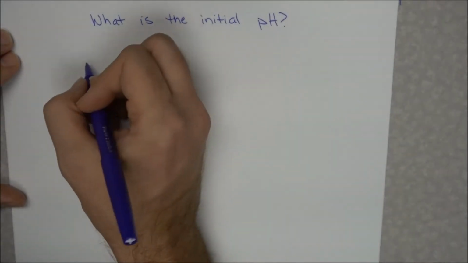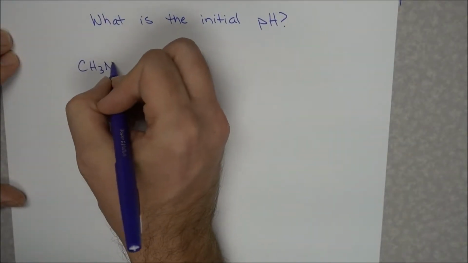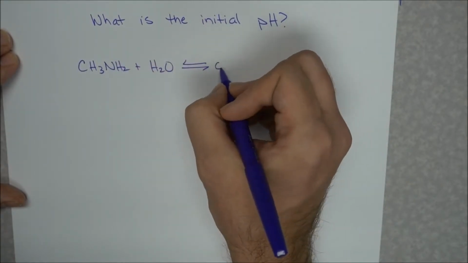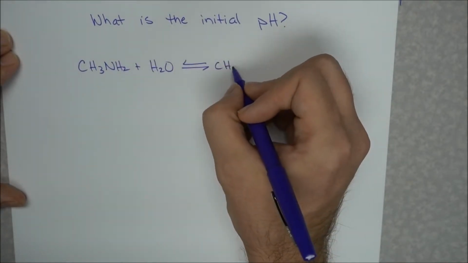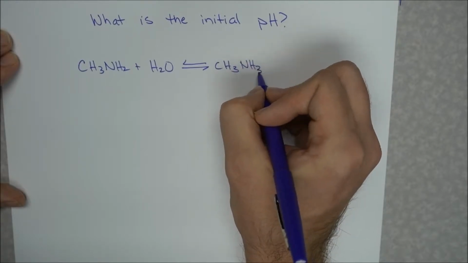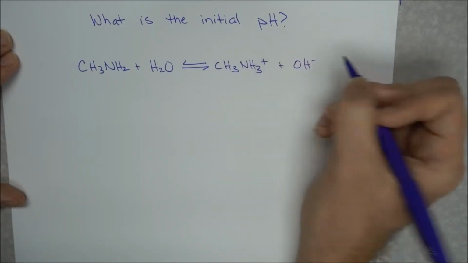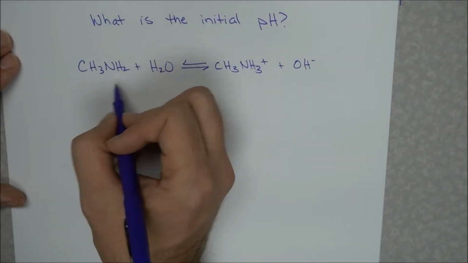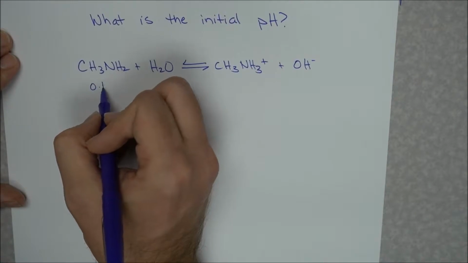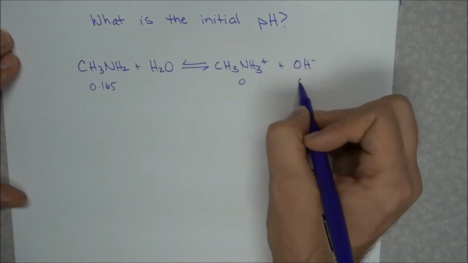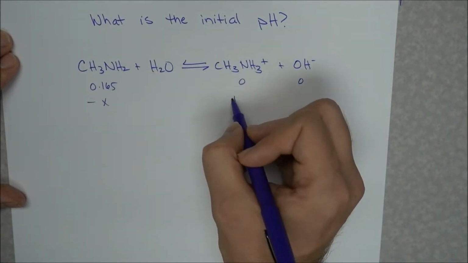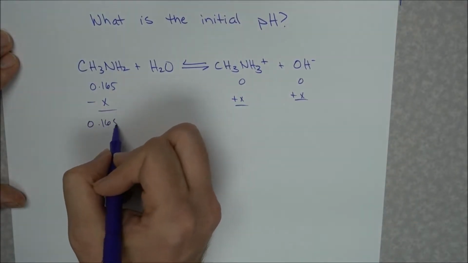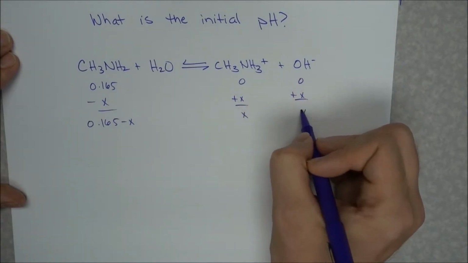So here's our reaction. Our methylamine is in water, and it's acting like a base, remember? So it makes this, and we have OH minus. What we're going to get is the concentration of OH minus. The concentration of this that we're starting with is 0.165 molar. We've got none of this, none of this. Some of this goes away, some of this gets formed. So this is our equilibrium amount from our ICE table.